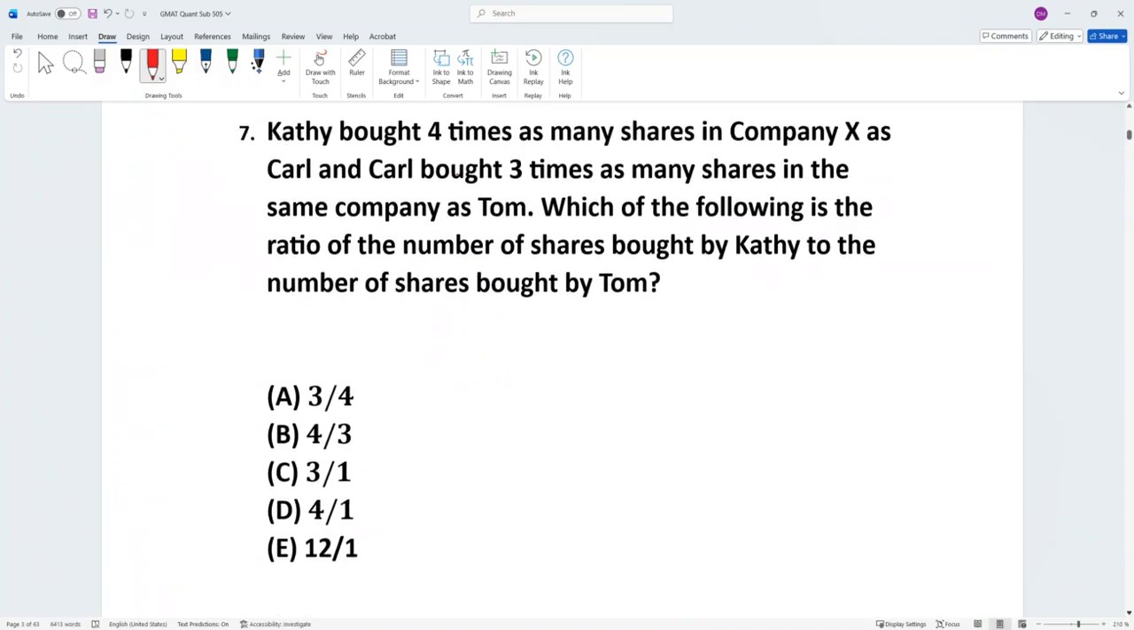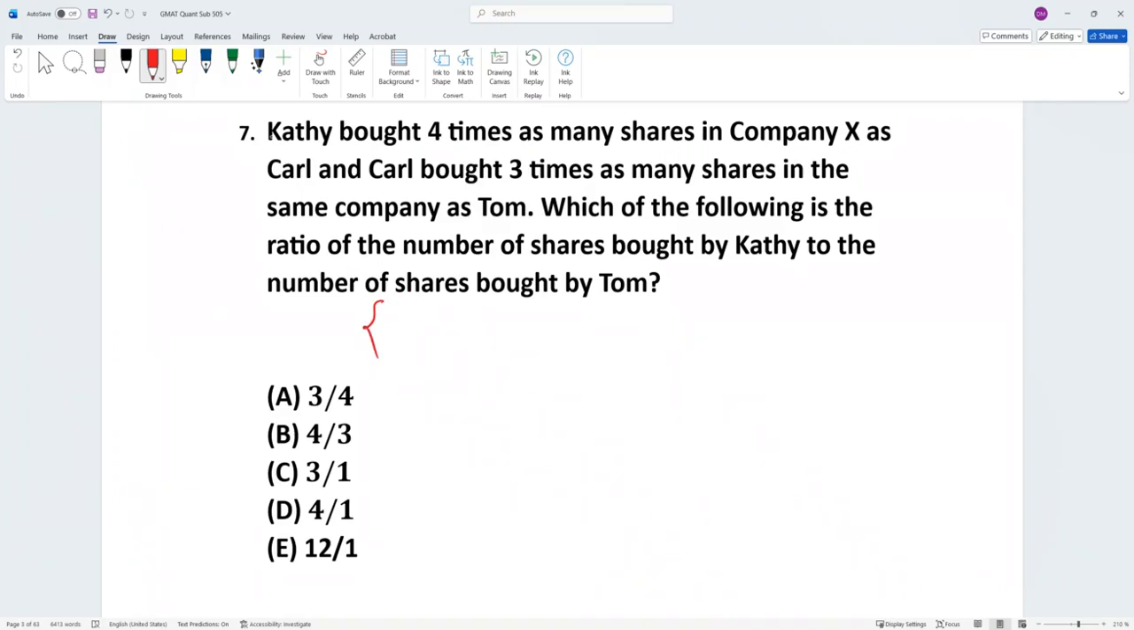Here it says Cathy bought 4 times as many shares in company X as Carl, and Carl bought 3 times as many shares in the same company as Tom. Which of the following is the ratio of the number of shares bought by Cathy to the number of shares bought by Tom? So what we can do is start by putting our equations.